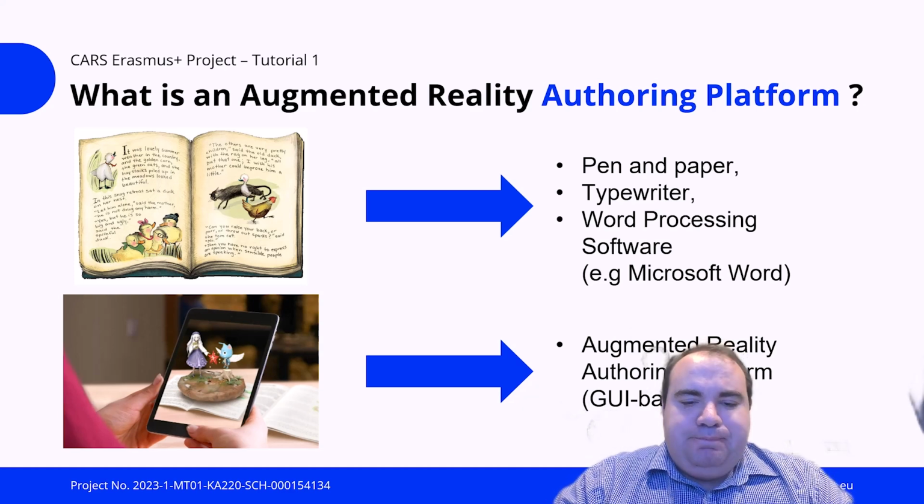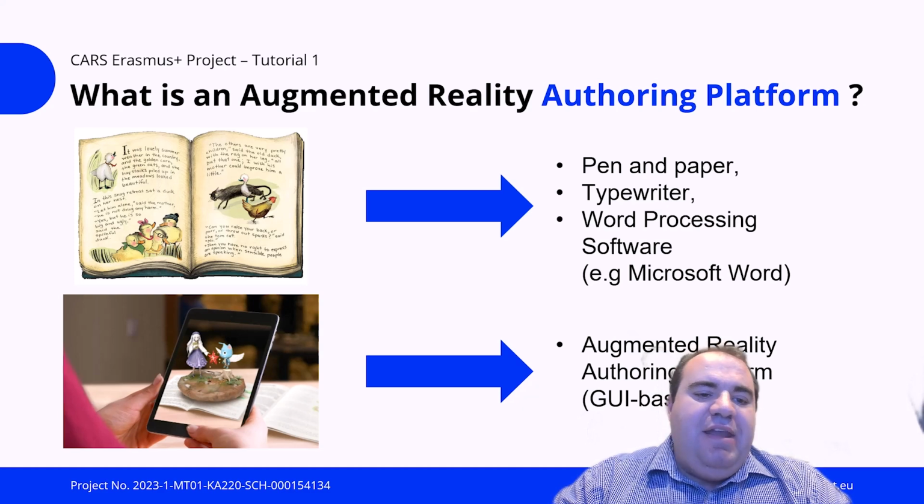But what is this? Well, think about the last time that you wrote a story, or maybe an essay or a report. Typically, to do this, you would make use of certain tools, maybe a pen and paper, or most likely you would make use of software, such as a word processing software. Well, in the same way, in order to create an augmented reality story, one would make use of what is called an augmented reality authoring platform.